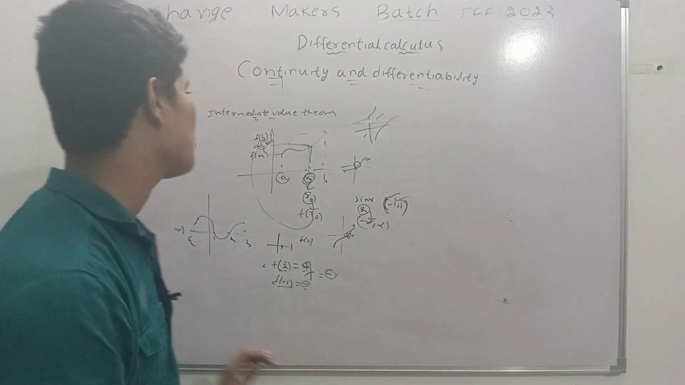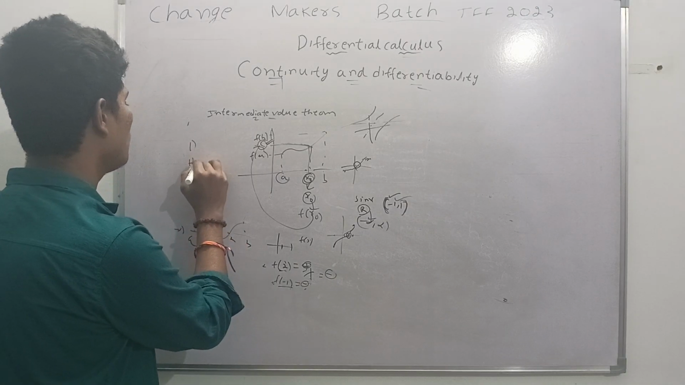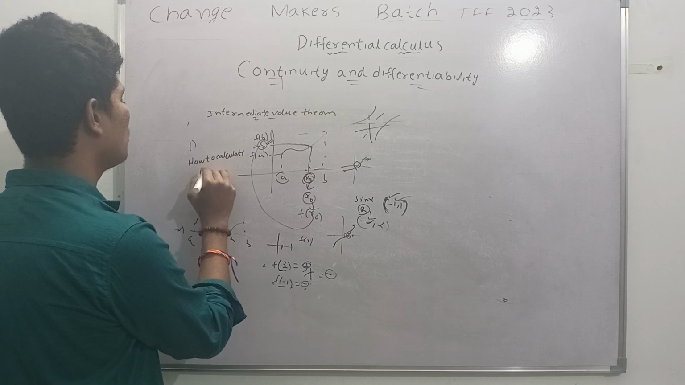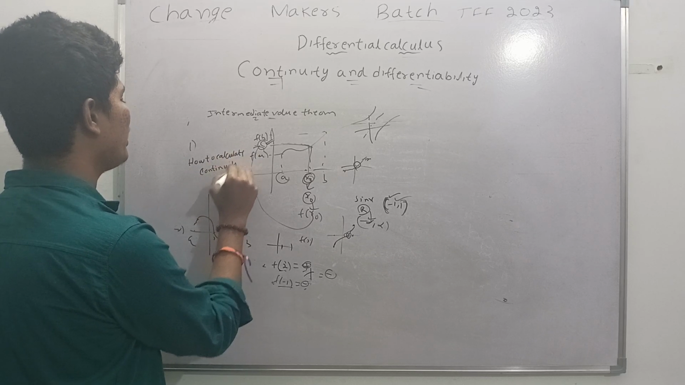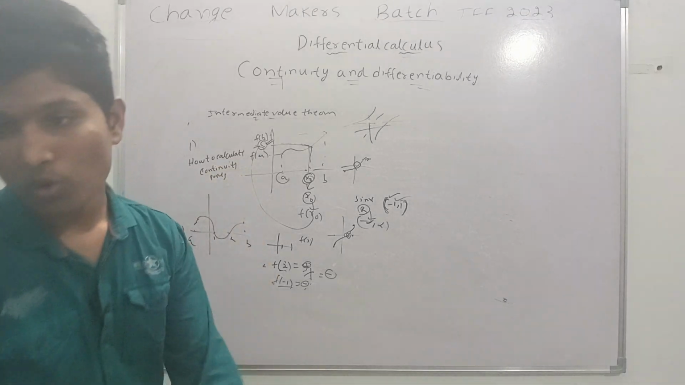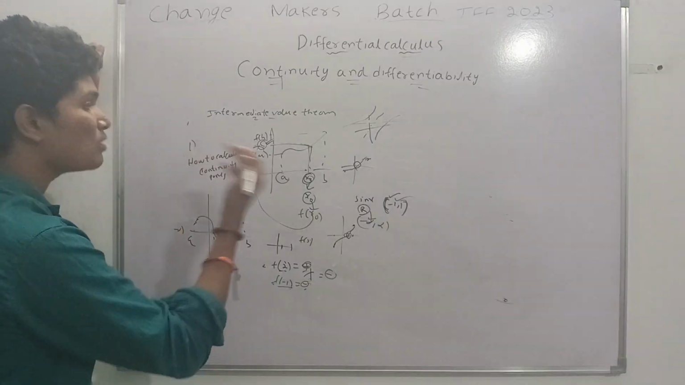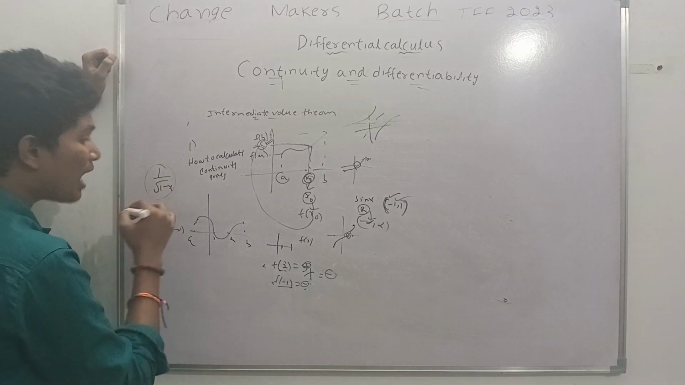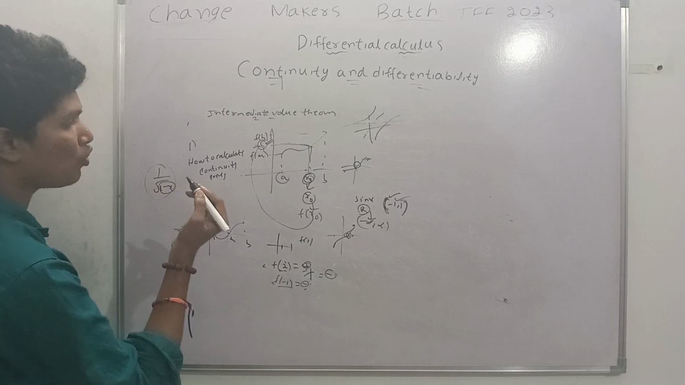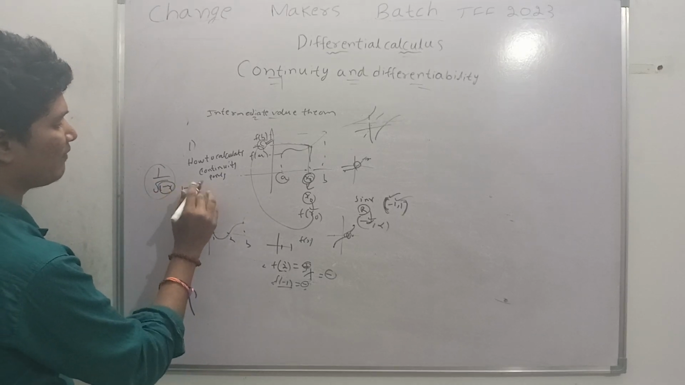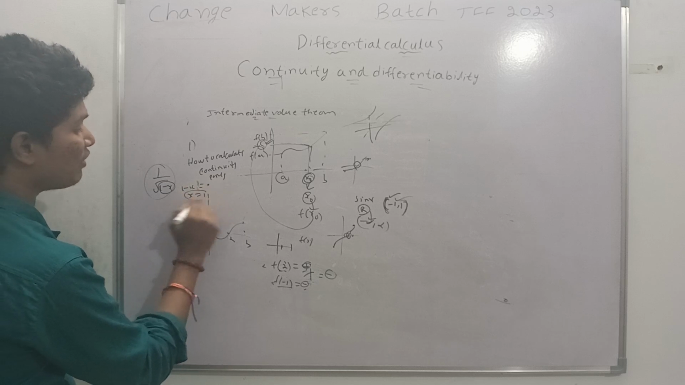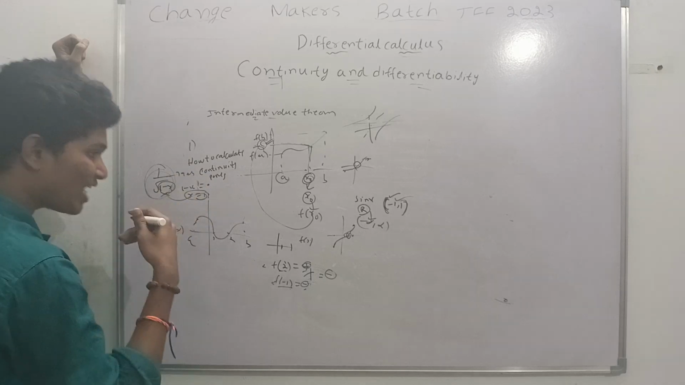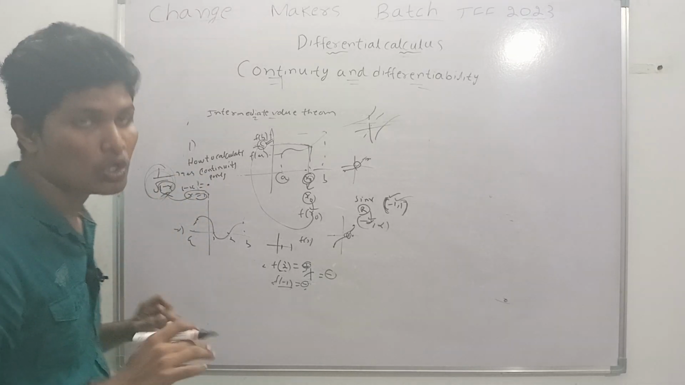And how to calculate the points of continuity? You have to see. Suppose there is a function like 1 by root of 1 minus x. You have to see when it is not obeying the rule, that is 1 minus x equal to 0, at x equal to 1, this function fails. So at x equal to 1, there is a chance this function is discontinuous. So you have to check like this.